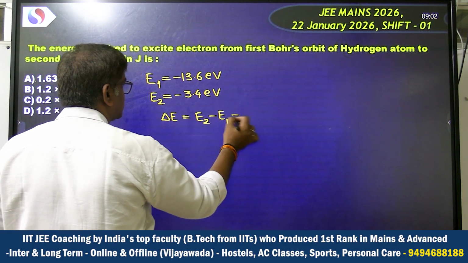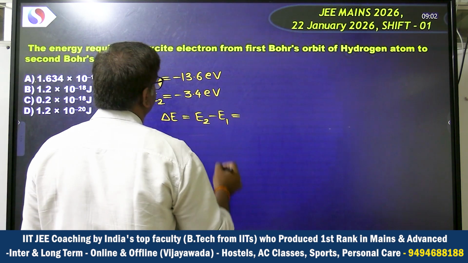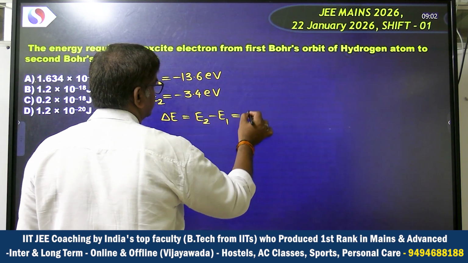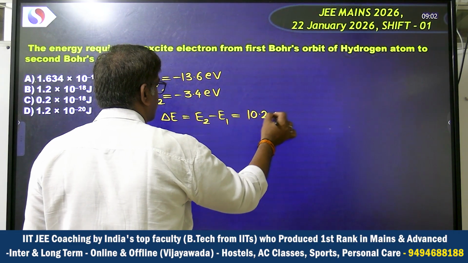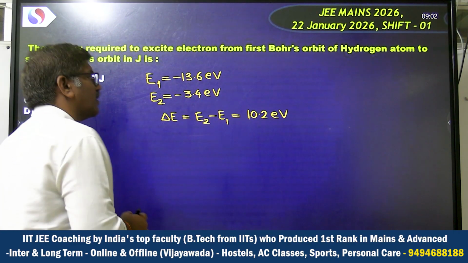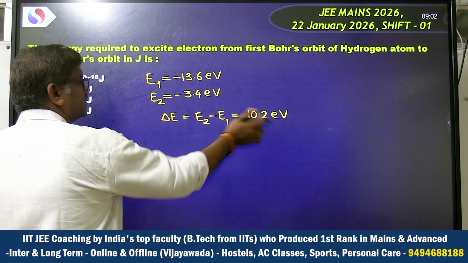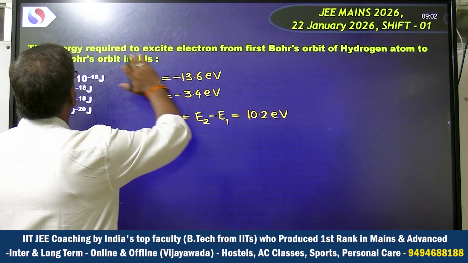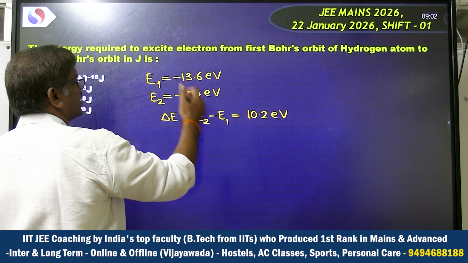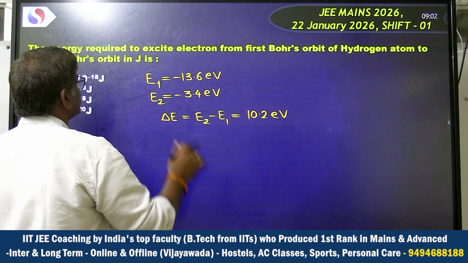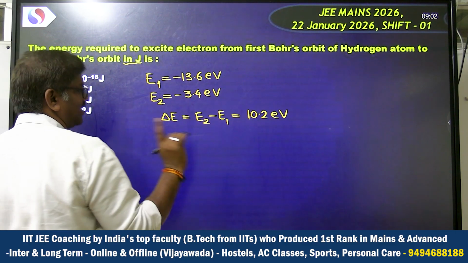That is 10.2 eV, right? 10.2 eV. So now this should be your right answer, because they are asking for the energy required to jump from first to second.